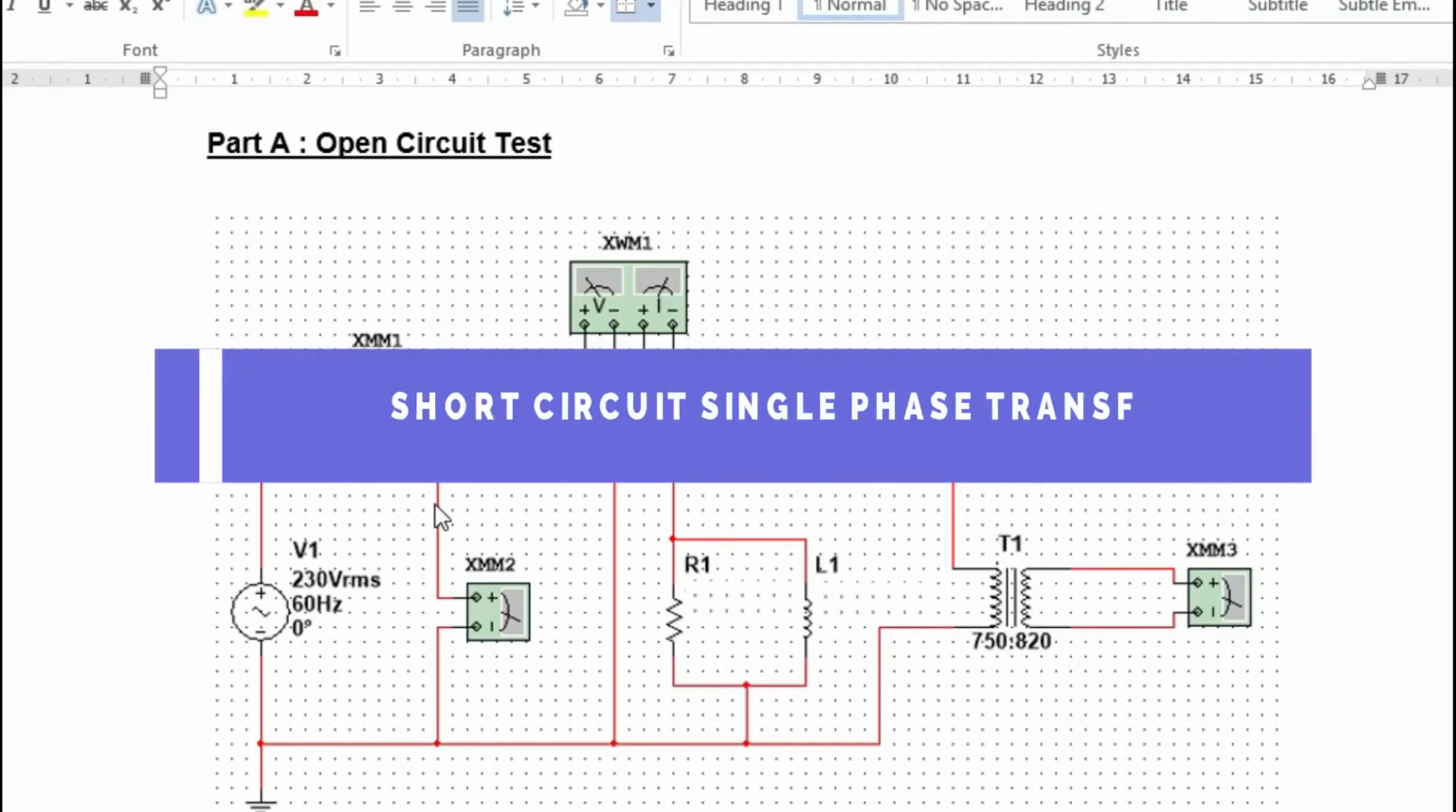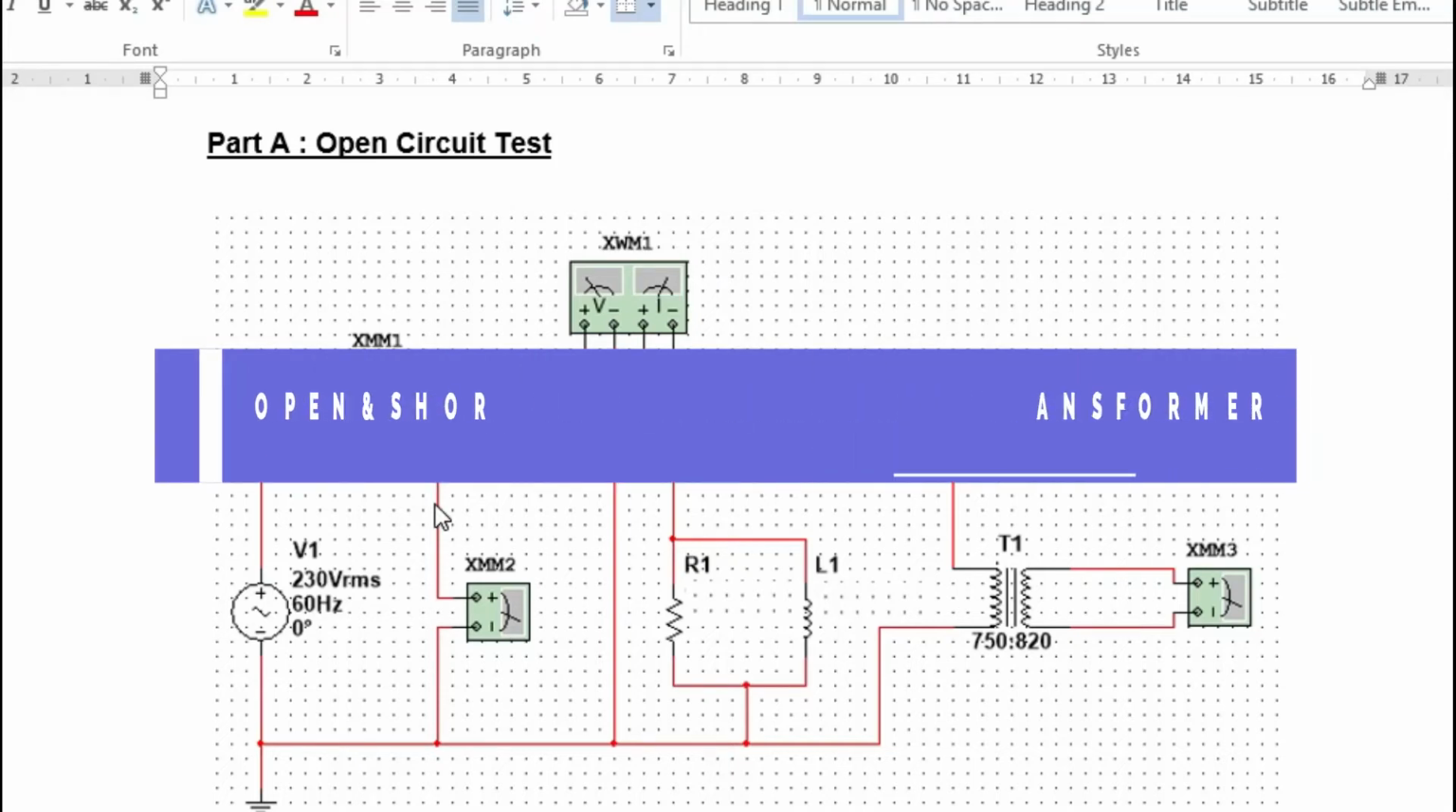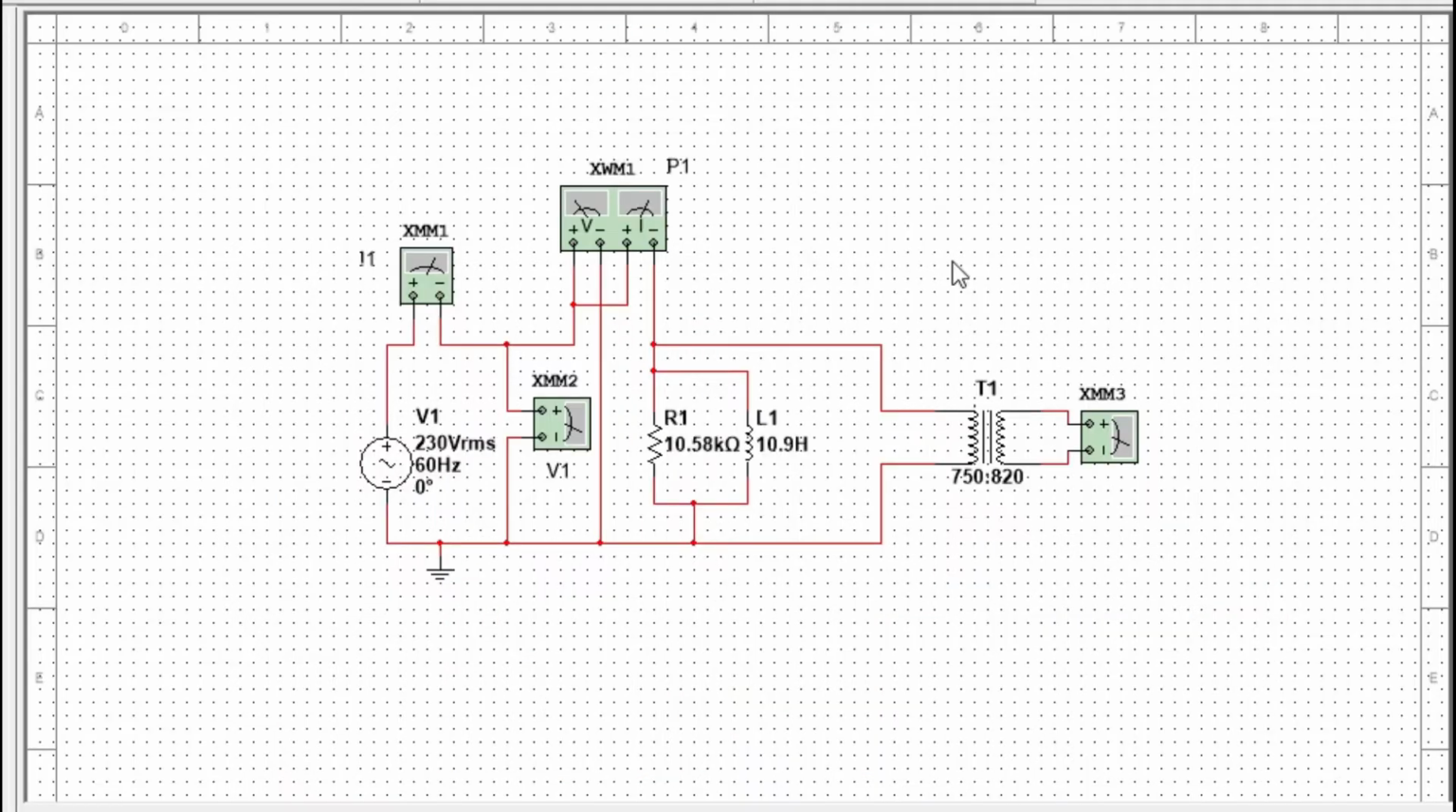This is the open circuit test for a single phase transformer. In this circuit, the secondary part is in open circuit. Usually, the high voltage winding is kept open, and the low voltage winding is connected to its normal supply, which is here. And we use 230 volts, as given.